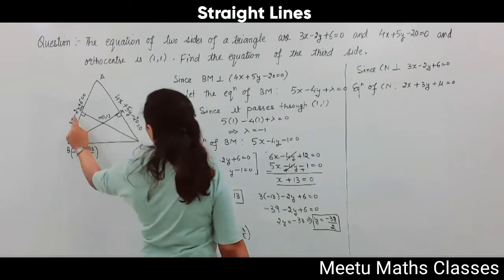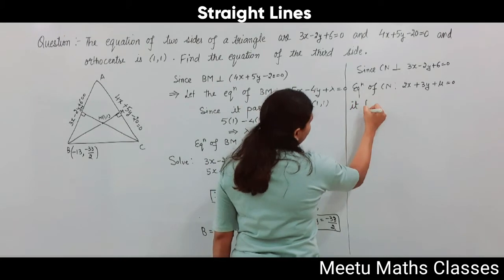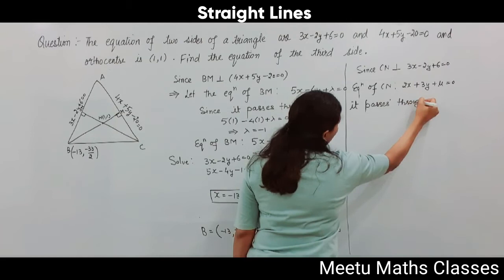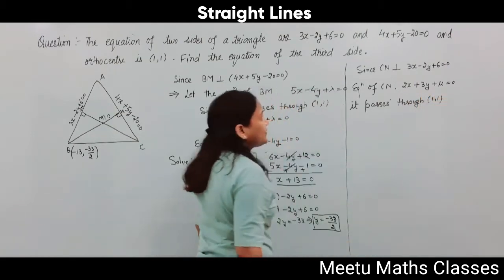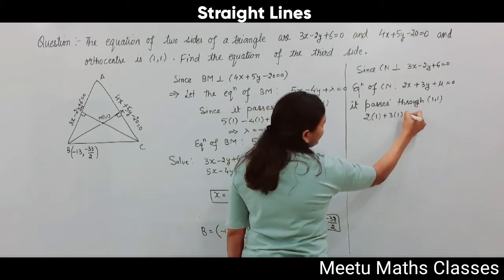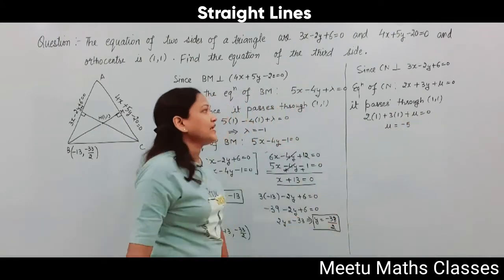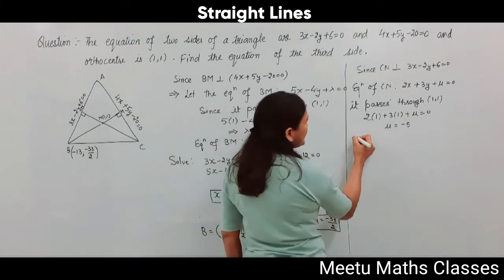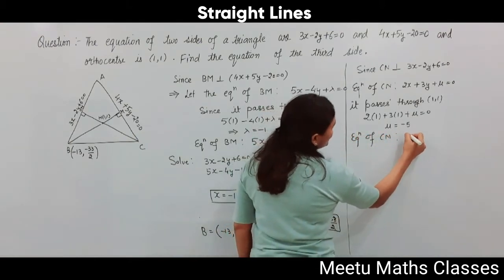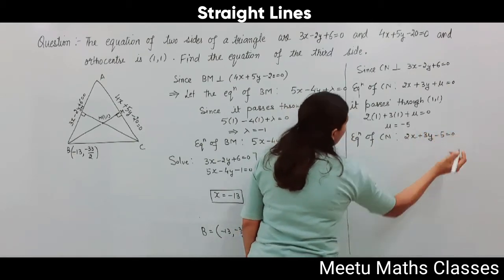Now CN passes through (1, 1). So (1, 1) will satisfy this equation and we get the value of mu. Now substituting the value of mu in the equation of CN, we will get the equation of CN: 2x plus 3y minus 5 equals 0.